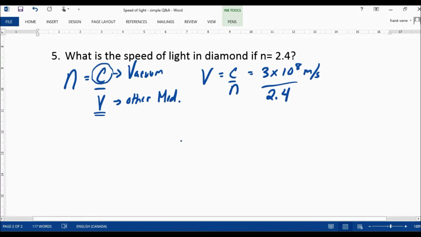So in this case, this gives us an answer of v is equal to 1.25 times 10 to the 8 meters per second. So what this is telling us is that the speed of light in a diamond is 1.25 times 10 to the 8 meters per second.